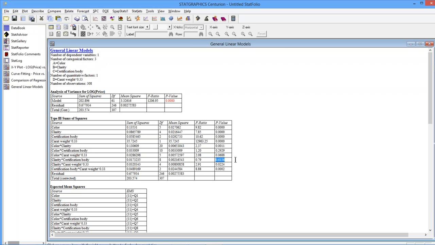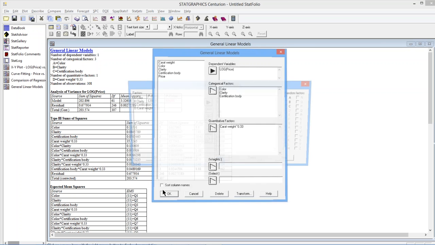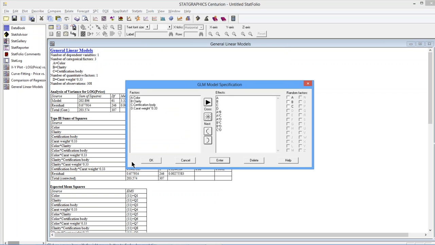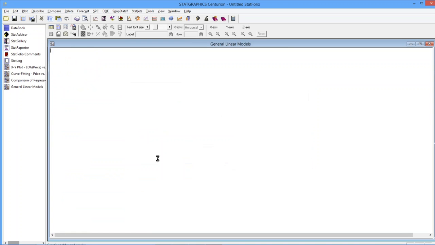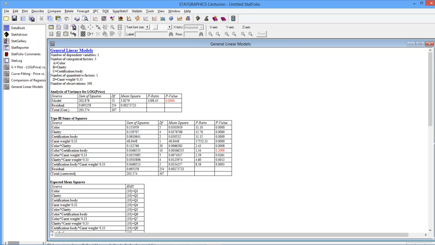It would be a good idea, typically good practice, at least this is the way I build models, if you see interactions like that that are not statistically significant, to take them out. The way you would take out clarity times certification body is you'd go back to the model and take out the term involving clarity and certification body, which is B times C. I'd simply remove that and refit.